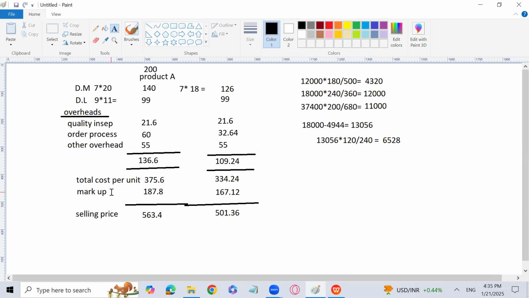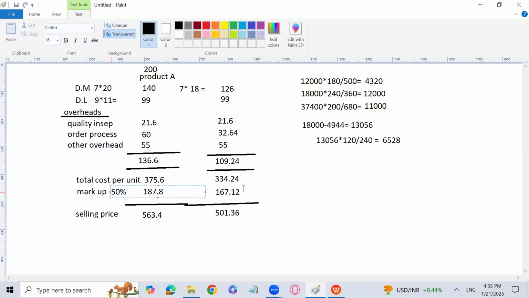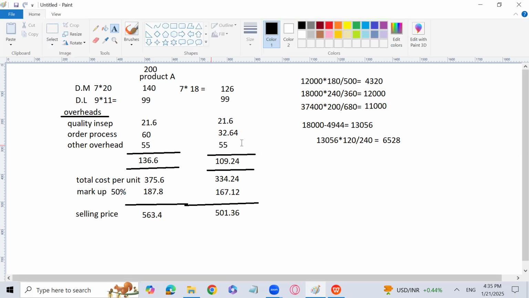What we have done is decrease the number of orders processed, which has automatically decreased the order processing cost per unit. So the overhead cost per unit has decreased and become 32.64. Secondly, the direct material cost per unit has also decreased because of bulk buying. Because the total cost has decreased, the selling price has now gone down to 501.36, so that we can increase our sales. Sales volume will increase accordingly.